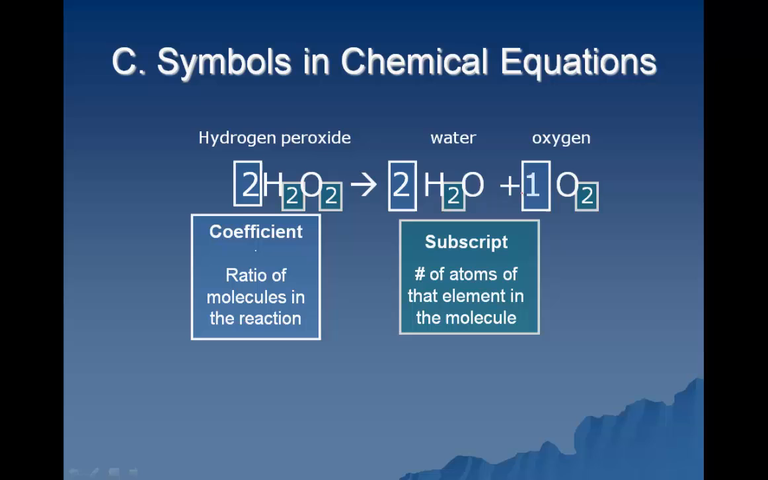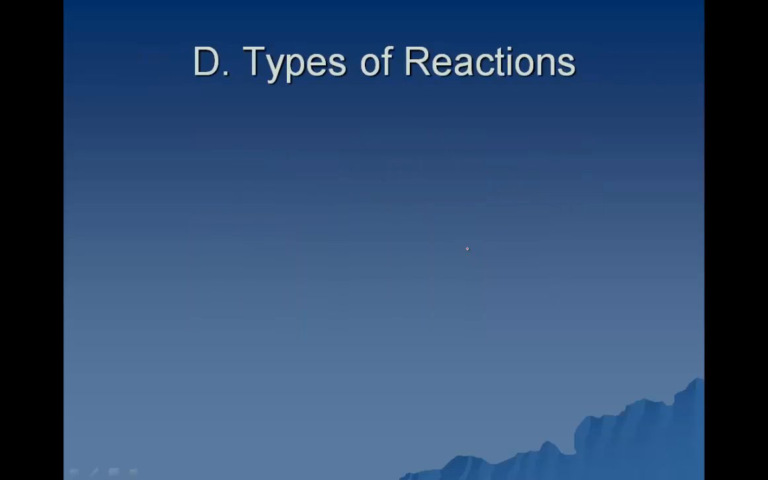And then the numbers at the bottom, inside the chemical formulas, are called subscripts. These cannot be changed as we balance equations, and they're there to tell you how many atoms of each element are in the molecule. So in hydrogen peroxide, you always have two hydrogens and two oxygens. In water, you have two hydrogens and one oxygen. And in oxygen, it's diatomic, so it's got two oxygens in it. So coefficients versus subscripts.